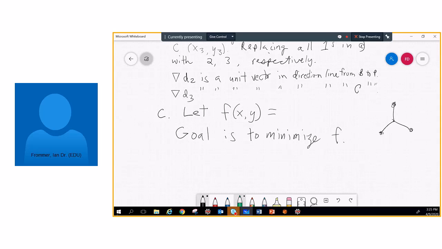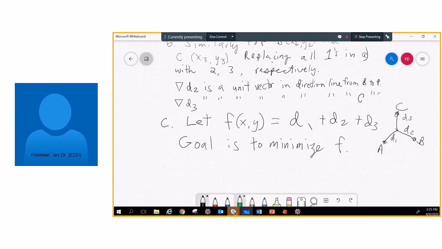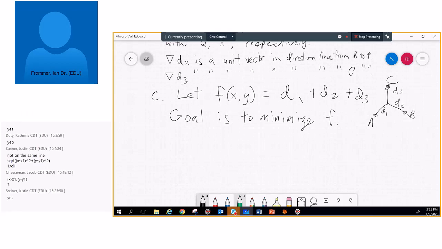I just mean D1 plus D2 plus D3, right? Because D1 was just the distance from A to P. There's A. And then D2 is to B, and D3 was to C. Okay? Make sense? That's what we want to minimize. Okay, good, thank you.